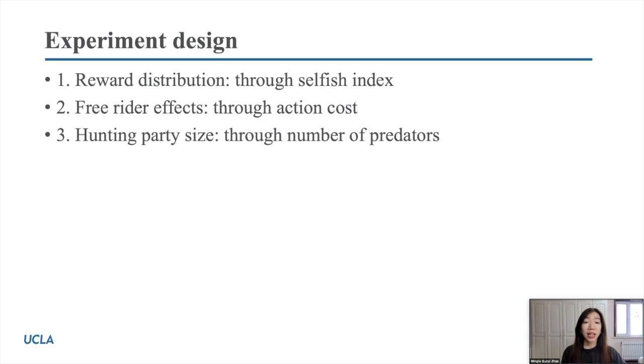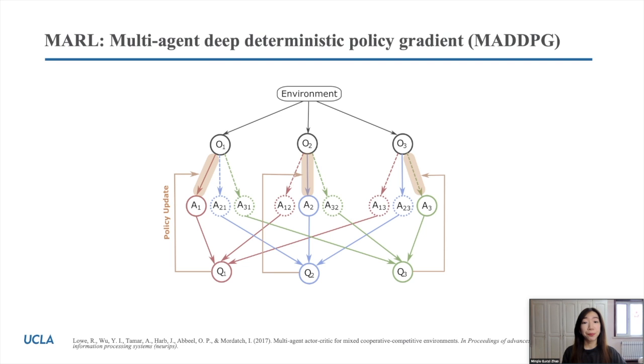Next, we're interested in the effects of hunting party size on coordination, so here we have different numbers of predators. Lastly, we manipulate the difficulty of hunting by varying the speed of the prey relative to the predators. For modeling agents' behavior, we adapt the algorithm of multi-agent deep deterministic policy gradient, and this is an illustration of the algorithm.